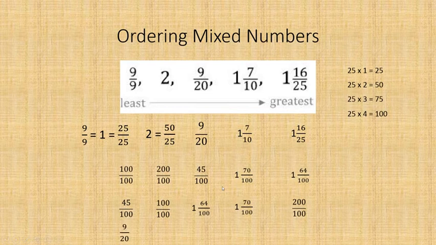And don't forget to write it down in its original form. So 45 over 100 was 9 over 20, and after that 9 over 9, and here's 1 and 16 over 25, and here it's 1 and 7 over 10, and this is 2. So right now I ordered these fractions in ascending order.